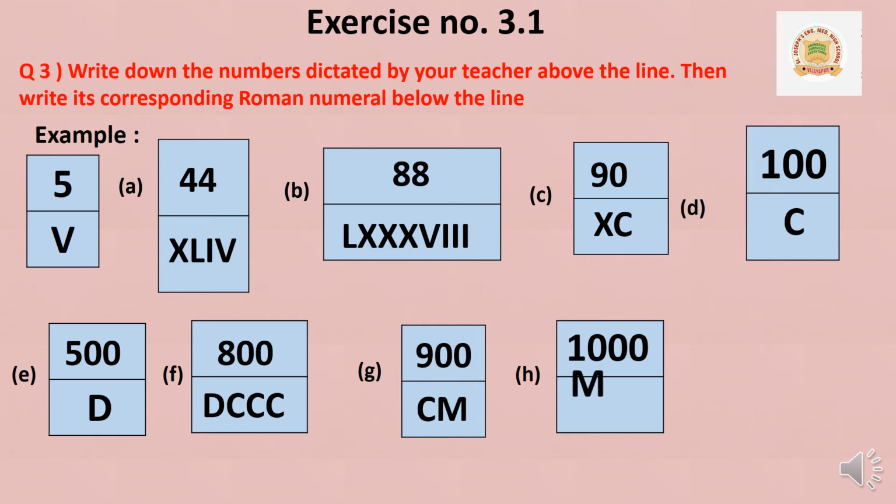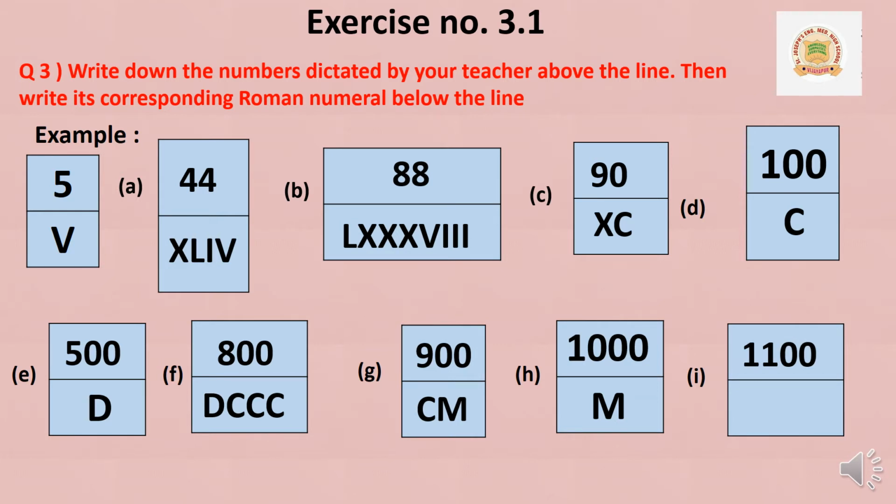Next, H question. H is 1000. What is 1000? I told you just now. Yes, it's M. Next, I. I is 1100. Now 1000 we know, that is M. To this we want to add the 100. So what do we have to write? MC. See here. Got the idea, children? So this is the method you have to write. These numbers are not given in the textbook. They have been dictated by me, the teacher. So you have to write those numbers in your classwork.